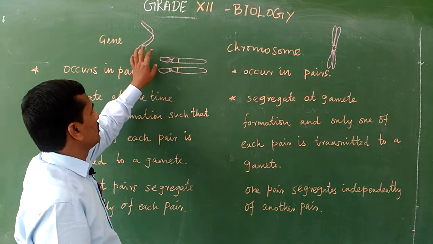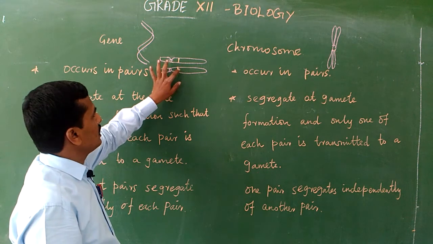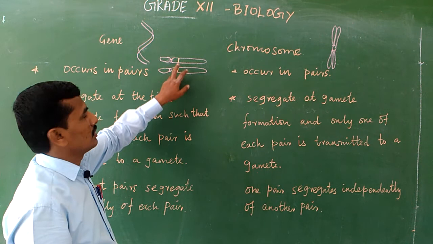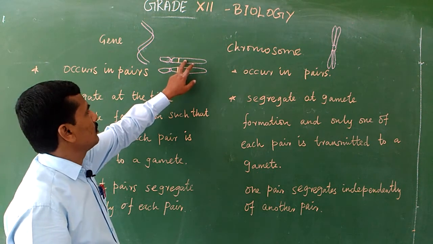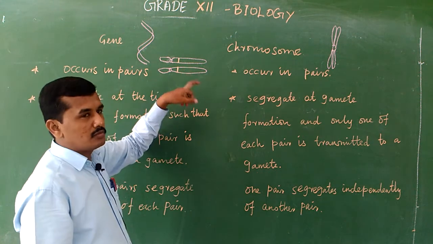This is actually a segment of DNA, and DNA is present inside the chromosome. So genes also occur in pairs in homologous chromosomes, the same version of two genes. During gamete formation, one chromosome moves into one gamete and the other chromosome moves into the other gamete.